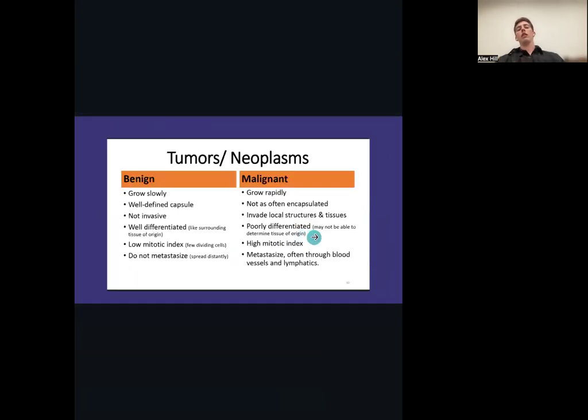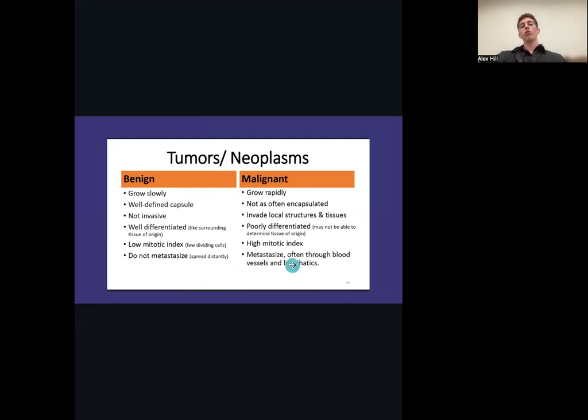Okay, and then talking about benign tumors versus malignant tumors, pretty much just know what's on this list. So benign grows slowly. It's a well-defined capsule. It's not invasive. It's well differentiated. So lack of differentiation is almost always a worse sign than something that's differentiated. Low mitotic index, which means that there's few dividing cells, and it doesn't metastasize. So it doesn't spread to distant organs.